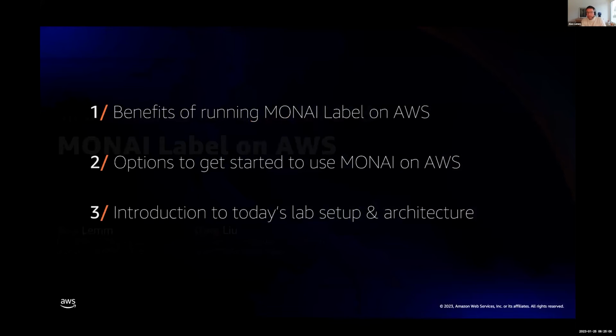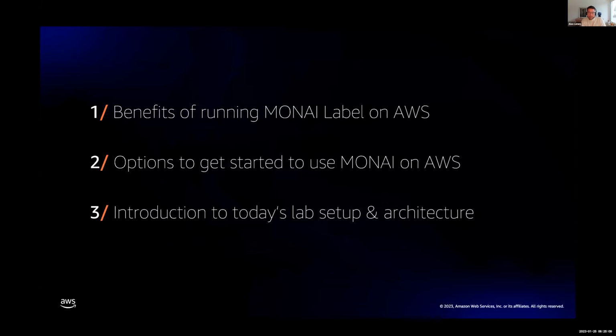In this really short section, we would like to briefly discuss 3 things with you, because we will run today's labs on AWS infrastructure. And therefore, we would briefly talk about the benefits of running MONAI Label on AWS. And then I can also show you different options for how we can support you and your organizations to get started using MONAI as a whole, using the AWS cloud, similar to how we had the pleasure to support Rudolf. And last but not least, Ching will also give you a short introduction regarding today's lab architecture, which will help you to navigate the labs later much easier.